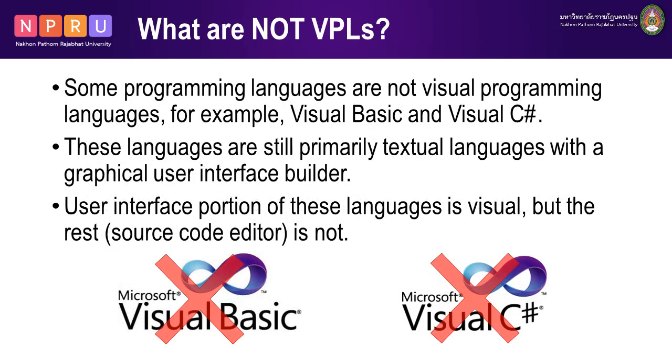What are not visual programming languages? Some programming languages are not visual programming languages. For example, Visual Basic and Visual C#. These languages are still primarily textual languages with a graphical user interface builder. User interface portion of the languages are visual, but the rest is not. Next, we'll take a look at some examples of visual programming languages.